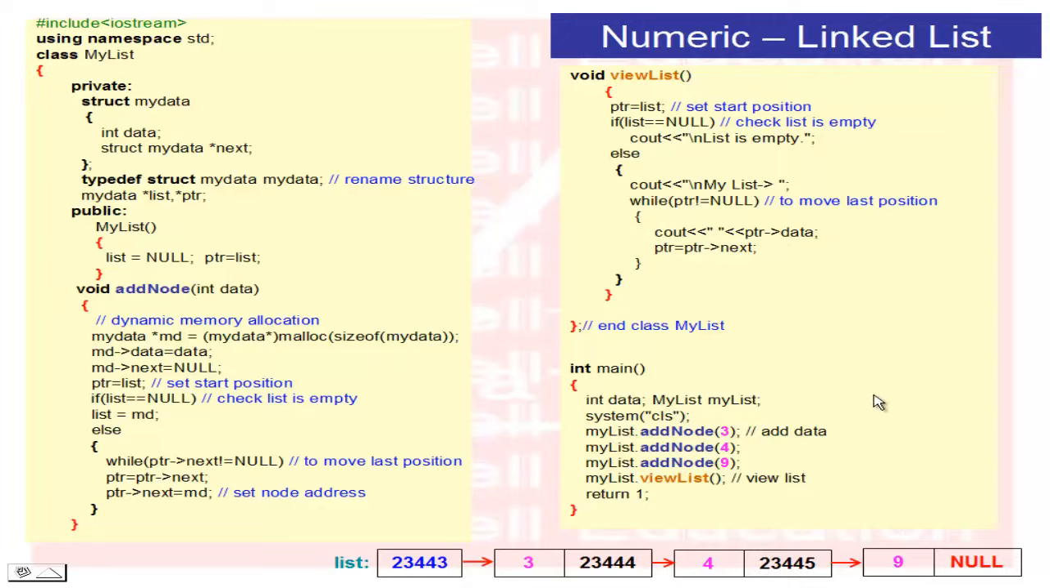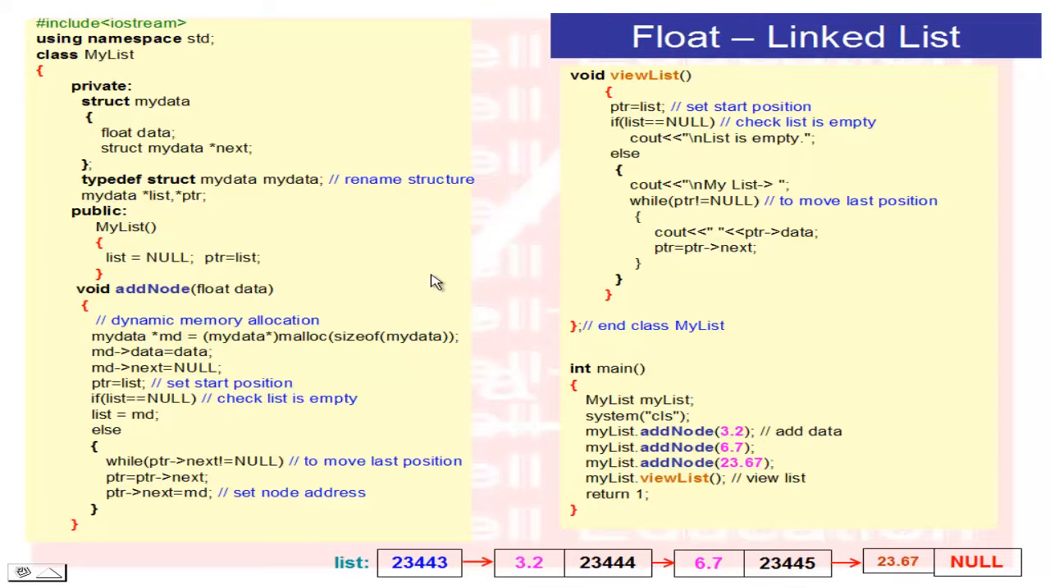So I have checked the main function, so created the mylist data. Now mylist.addNode passing integer value 3, mylist.addNode passing integer value 4, mylist.addNode passing integer value 9, and after that I have called mylist.viewList. If you run this program, the output looks like this. So this is for the numeric linked list.